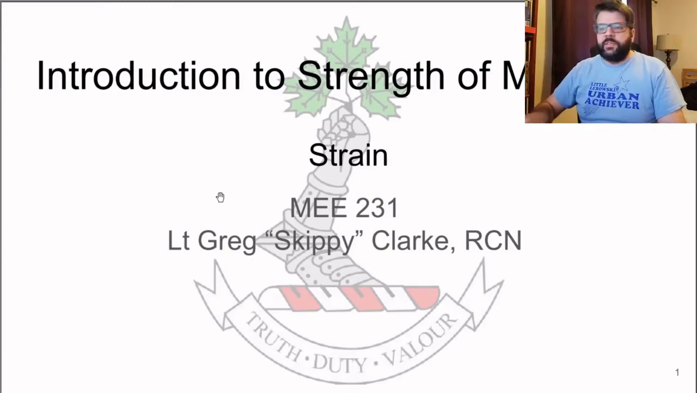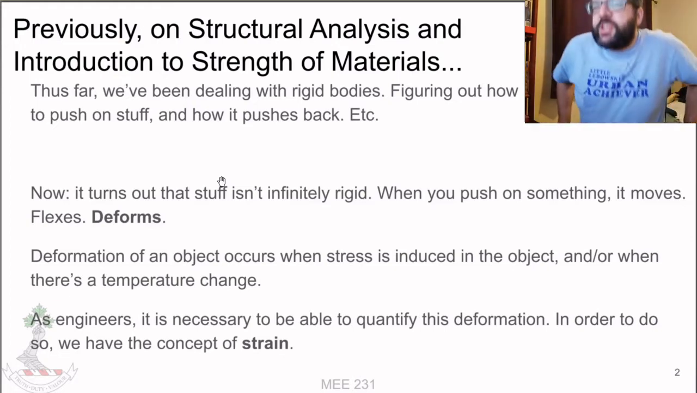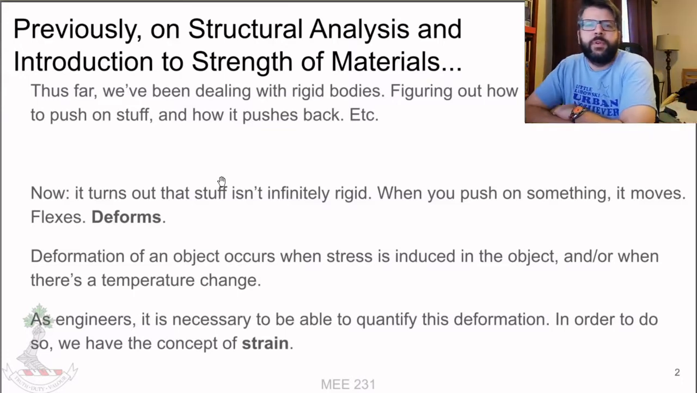Okay, so let's talk about strain. So we've been dealing with rigid bodies, pushing on stuff, so on and so forth. Bodies aren't actually rigid. When you push on something, it moves, it flexes, it deforms, it changes its shape when forces are applied to it. So this deformation occurs when stress is induced in the object and/or when there's a temperature change.